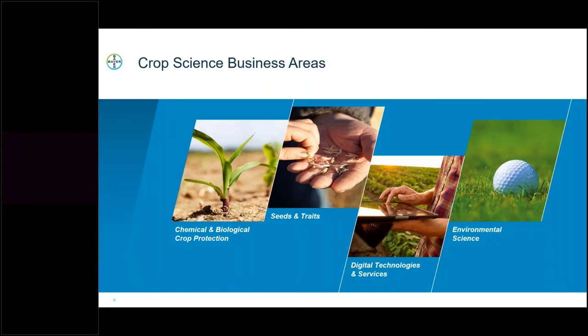So here you can see that within crop science, the company has been focusing on four different business areas, as we call them. On the left hand side, the first one is around chemical and biological crop protection products. The second one is around products around seeds and traits, so improvement of yield, for instance, or improvement of the quality of certain crops. Next to it, you can also see a major business area around digital technologies and services that are nowadays very popular, not only in industry, but also in academia, around the digitalization efforts that are improving the way we operate.